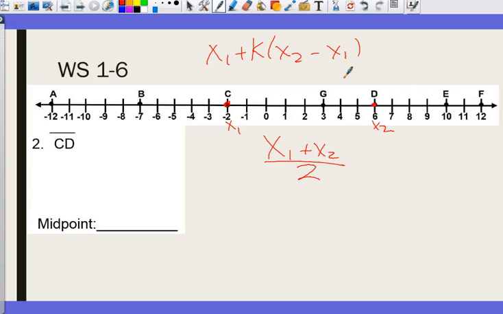Okay. So x1 we said is negative 2 plus x2, which is 6. Divide that by 2. Negative 2 plus 6 is 4. 4 divided by 2 is 2. So the answer would be 2. The midpoint is at 2. Let's graph this really quick. Does that look like it's in the middle? So I'm going to write M for midpoint is at 2.